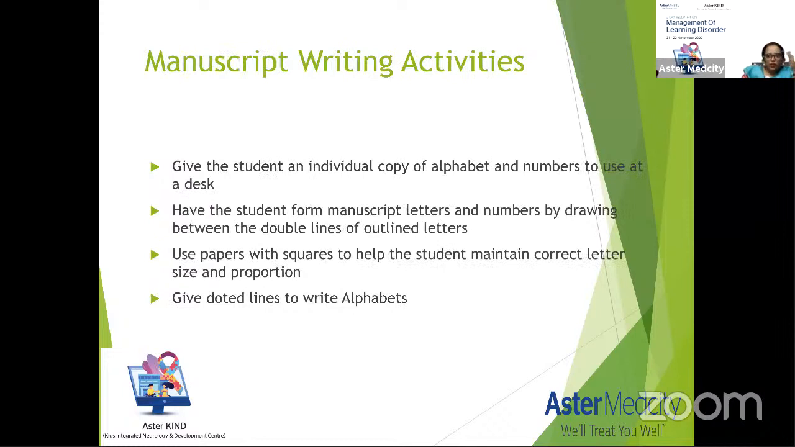And then we come to manuscript writing. If the child is having confusion with B or D or anything like that, give them those letters and ask them to place them on the table. So if they have any confusion, they can refer to it. Give an individual copy of the alphabet and numbers so that they can use it. Then give double lines, big lines in between, and ask them to color in between. Use squared notebooks like that, so that they can write in between. Give dotted lines to write alphabets. All these things will help them to write effectively.